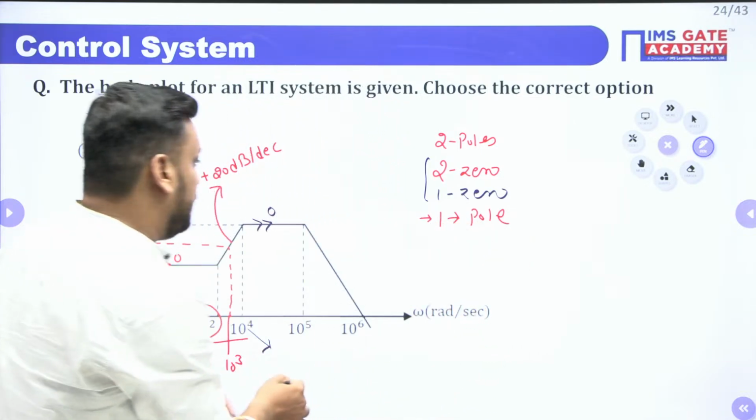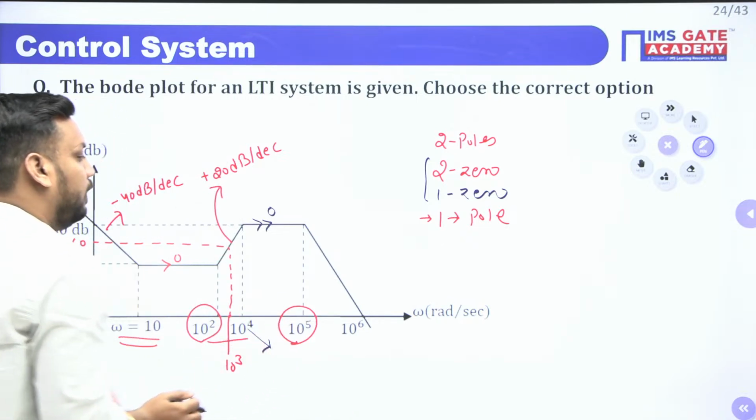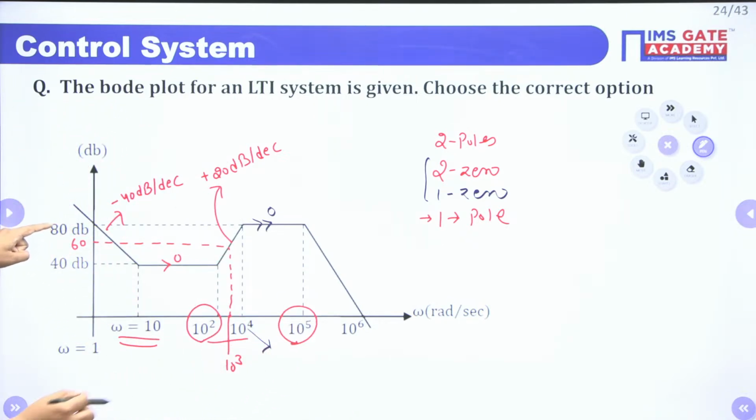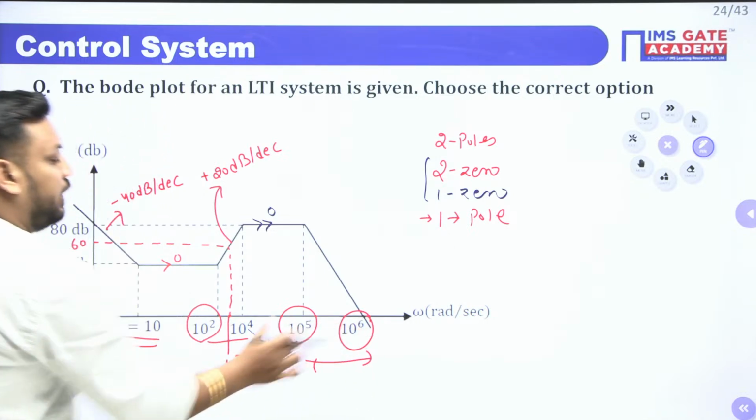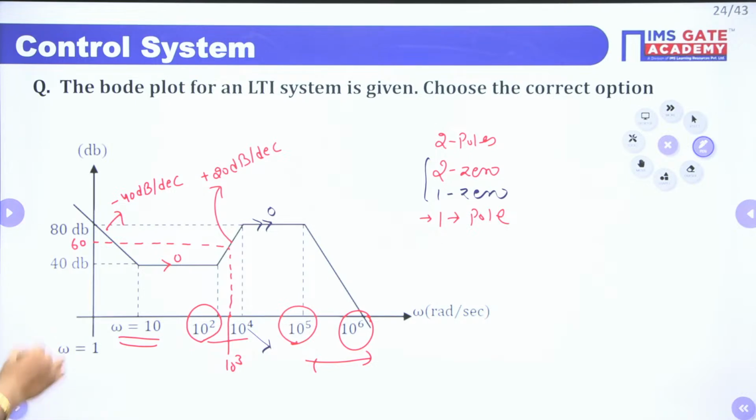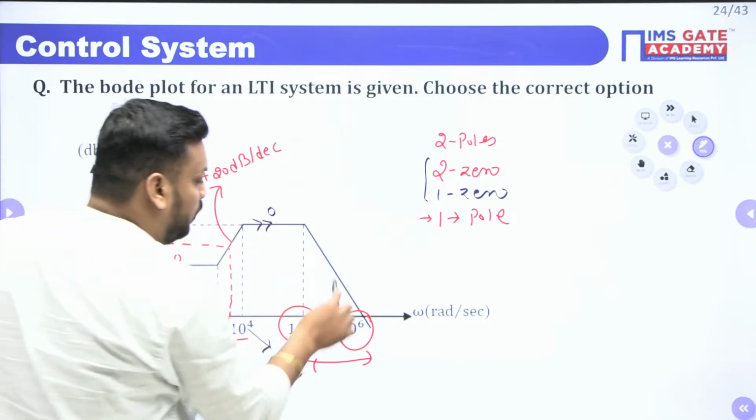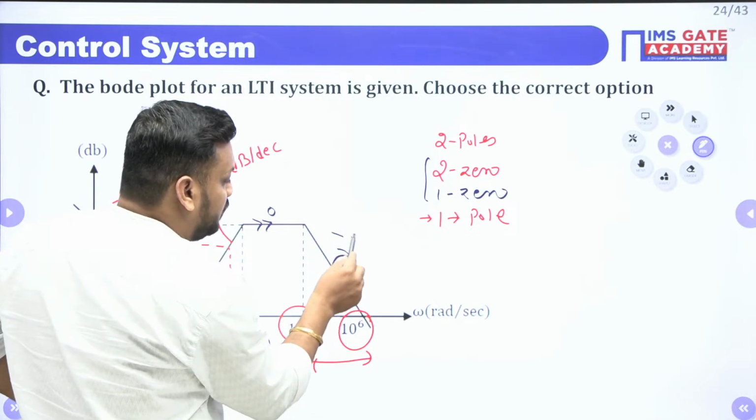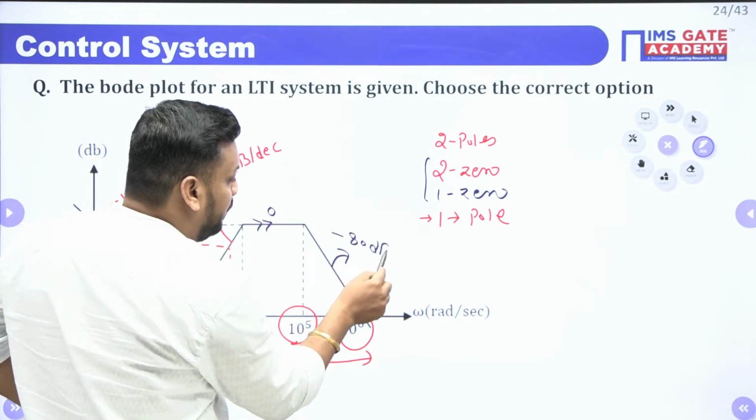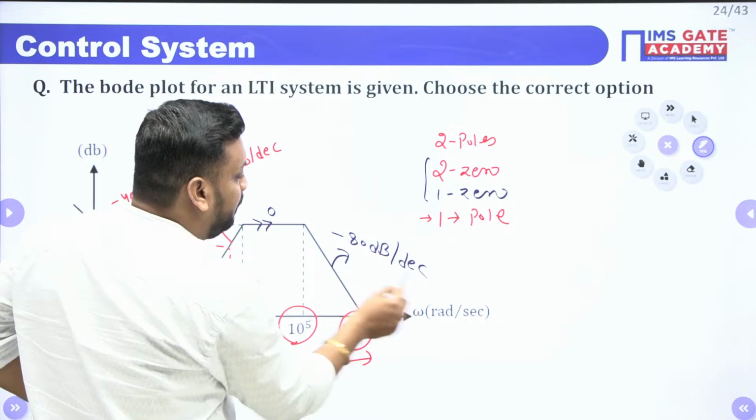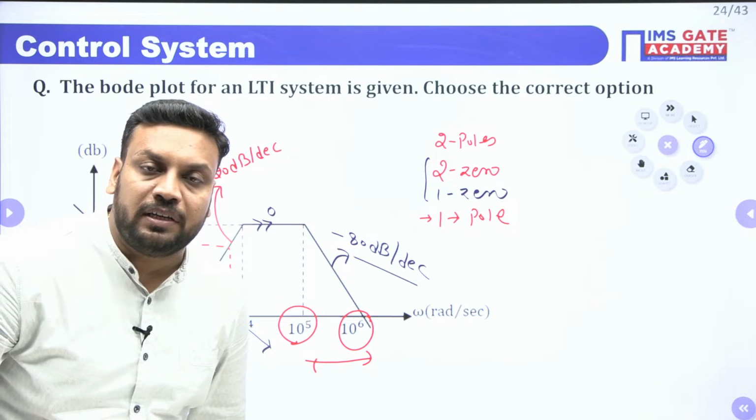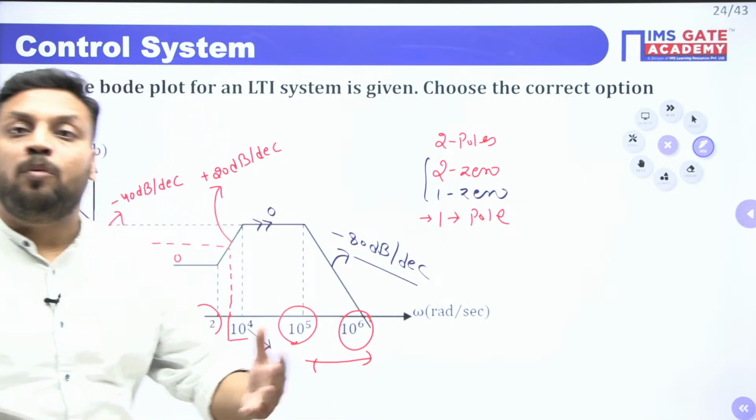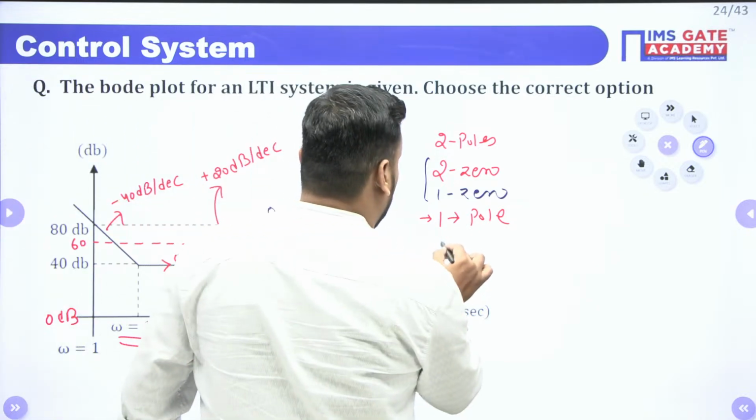Now at last, 10 to the power 5, the line is at 80 dB here. From 10 to the power 5 to 10 to the power 6 is 1 decade, and the level goes from 80 to 0 dB. It means this slope is minus 80 dB per decade. And minus 80 dB per decade means at 10 to the power 5 corner frequency, we have 4 poles.